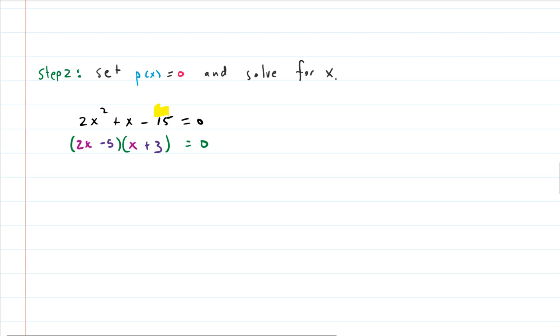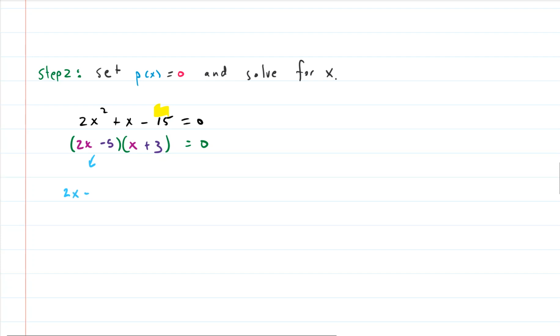If we multiply this out, 2x and x give us x squared, negative 5x plus 6x gives us the positive 1x, and then negative 15, perfect. We guessed it right. So now we just take both of these and we solve each of them separately.